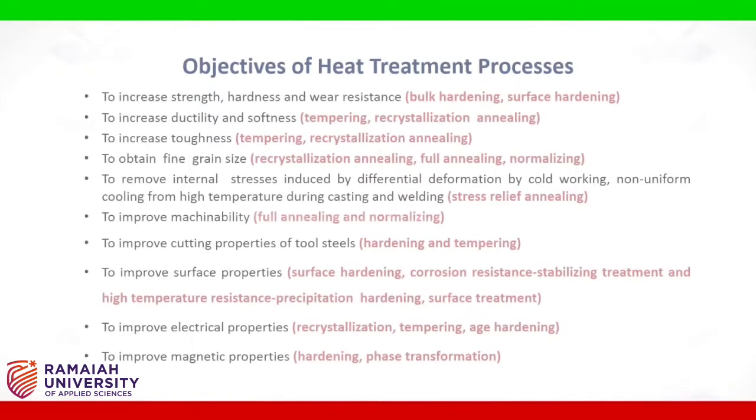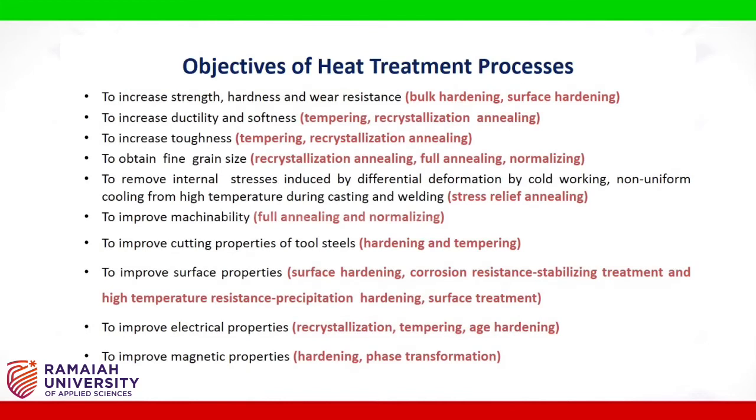Objectives of heat treatment processes: to increase strength, hardness and wear resistance: bulk hardening, surface hardening. To increase ductility and softness: tempering, recrystallization, annealing. To increase toughness: tempering, recrystallization, annealing. To obtain fine grain size: recrystallization, annealing, full annealing, normalizing.